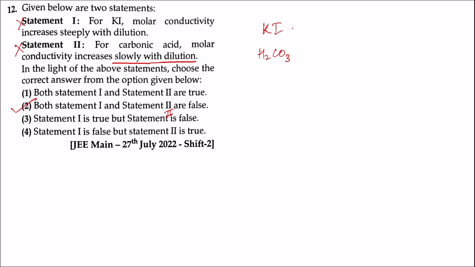Dissociation means KI dissociates into its ions. KI in solution is completely dissociated into potassium and iodide ions. And carbonic acid dissociates into H plus and carbonate ions. But this dissociation is very little. Since it is a weak electrolyte, this dissociation is very little, but on dilution, the dissociation increases. So, the conductivity also increases and it increases very fast.